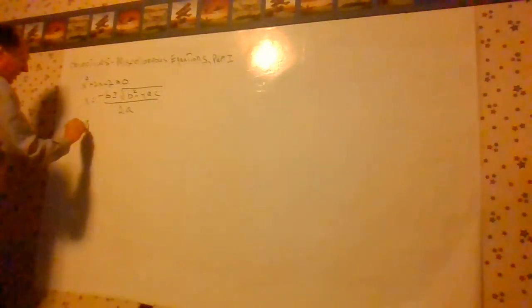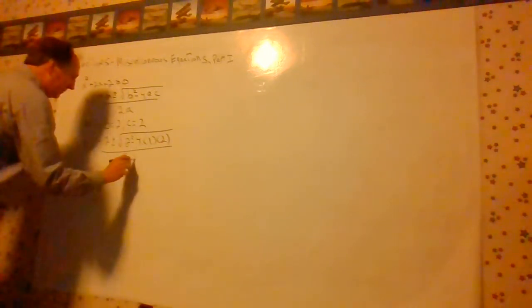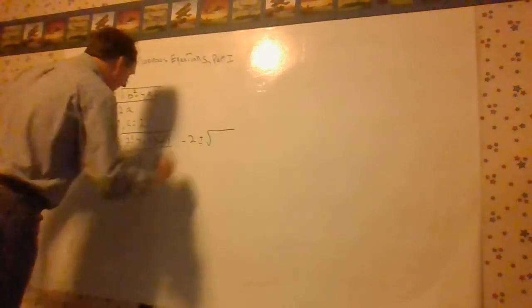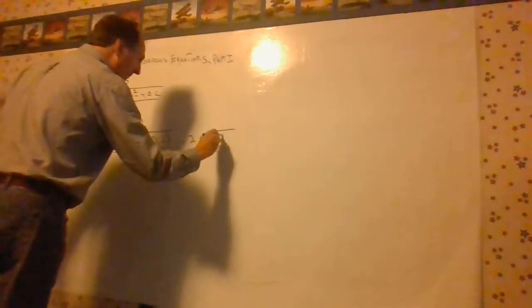Okay, in this case, a is 1, b is 2, c is 2. x equals negative b plus or minus the square root of b squared minus 4 times a times c, over 2a. And in this case, we get negative 2 plus or minus the square root of 4 minus 8. 4 minus 8 is negative 4, over 2.